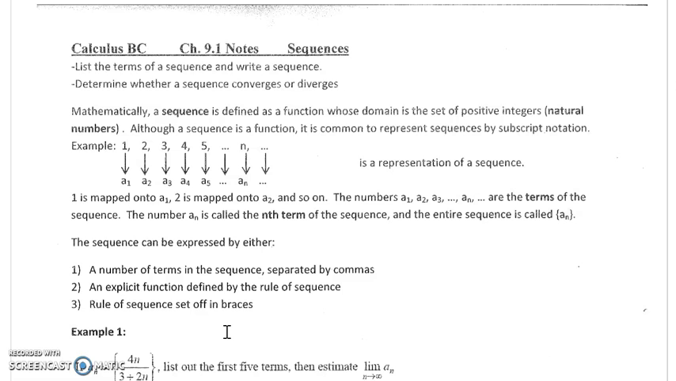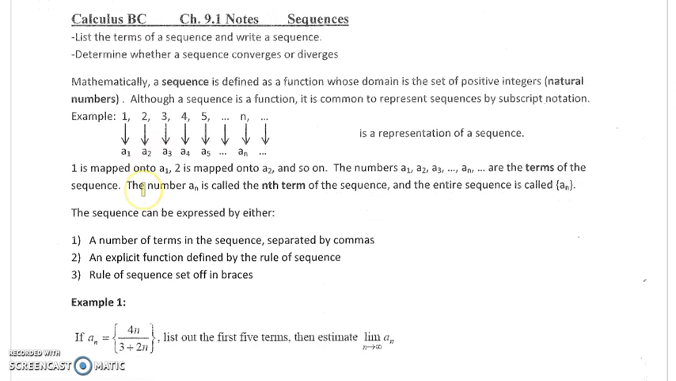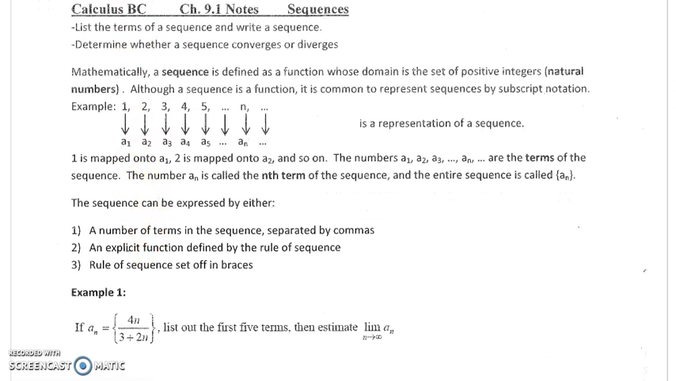Every once in a while we might see a sequence defined just as a rule set off in braces. So instead of having the a sub n equals, we would just have the braces here and the rule. I don't tend to use that one too much, but it might show up from time to time. A fourth way we could do this is recursively, and instead of talking about recursive right now, we'll talk about it as it comes up.